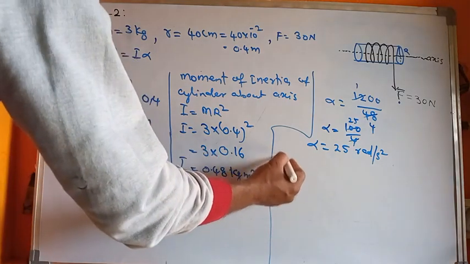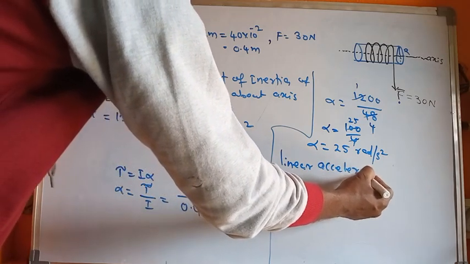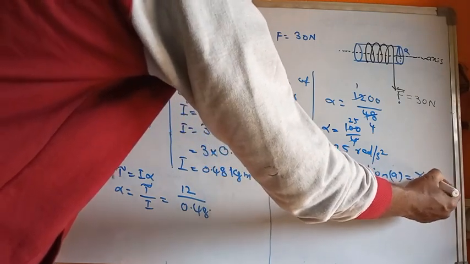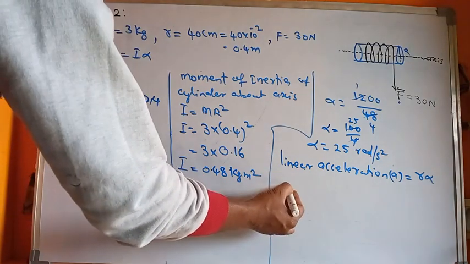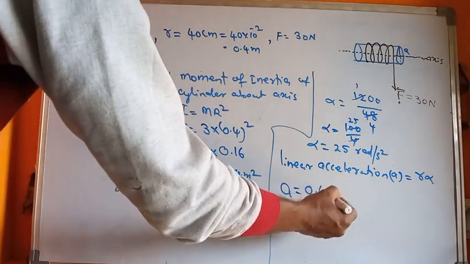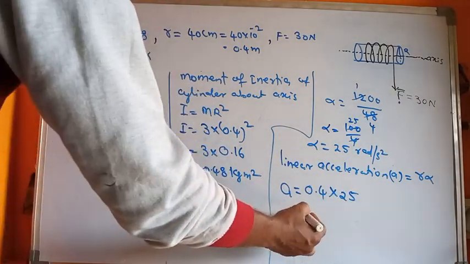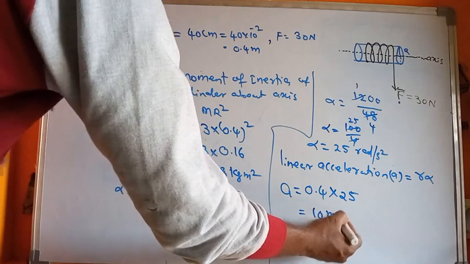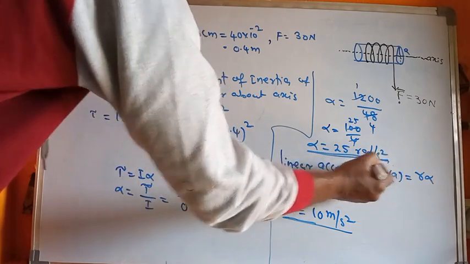Then linear acceleration. Linear acceleration a is equal to R into alpha. This is the relation between angular acceleration and linear acceleration. From that, a is equal to R, which is 0.4, into alpha, which is 25, and this is equal to 10 meter per second square. This is the linear acceleration, and that is the angular acceleration.